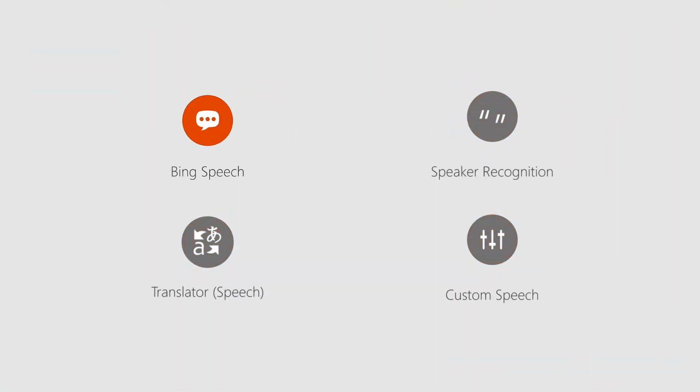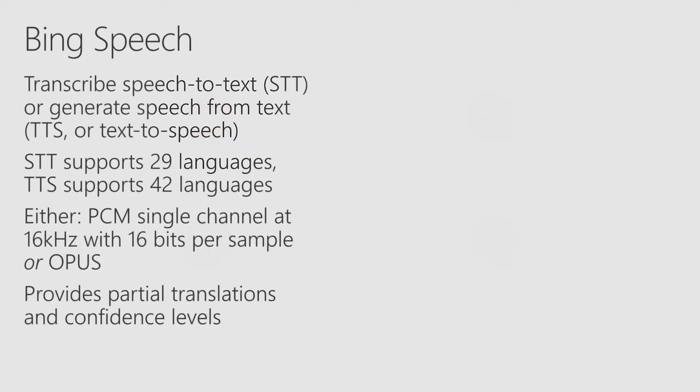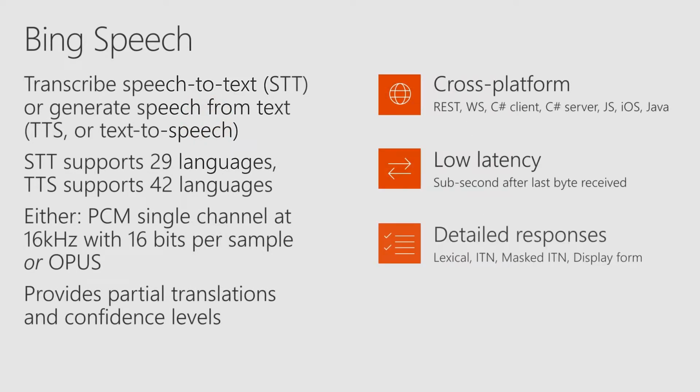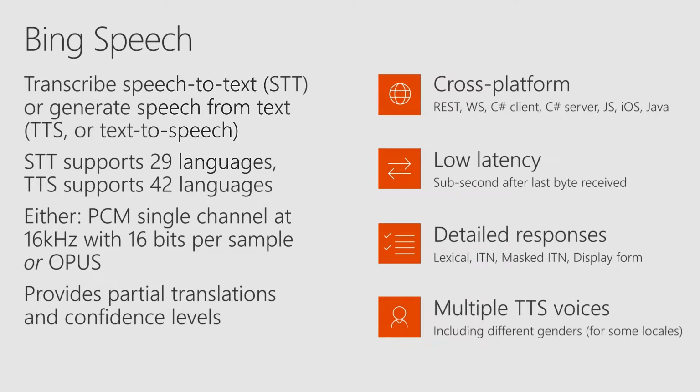So let's start with Bing Speech. Bing Speech is Microsoft's general-purpose text-to-speech and speech-to-text engine. It supports a substantial number of languages, and it has a number of features that make it easy to get started with. It has cross-platform SDKs and easy-to-use APIs. It is low latency, so it enables real-time or near real-time translations from your users.